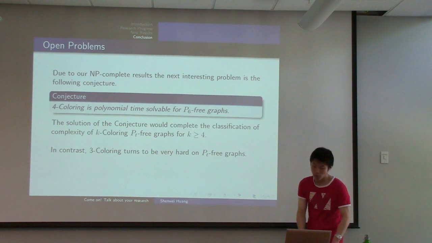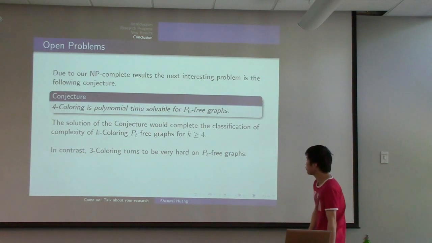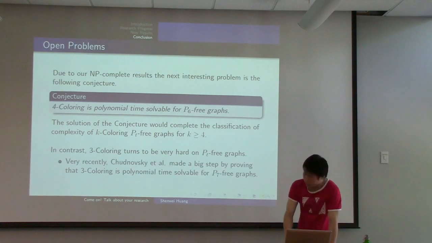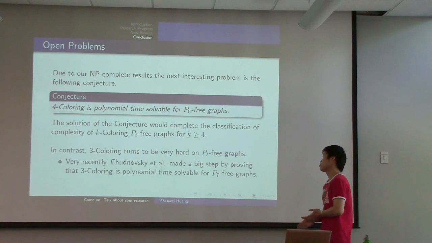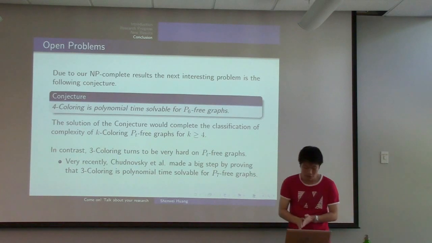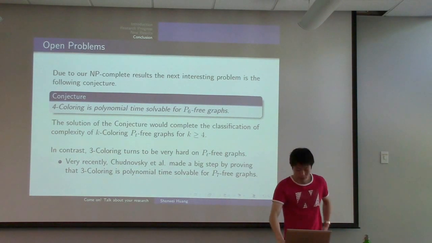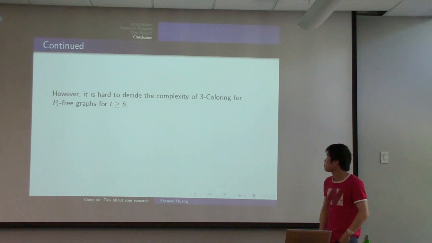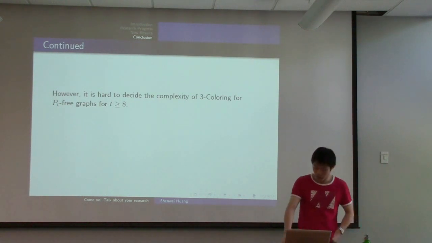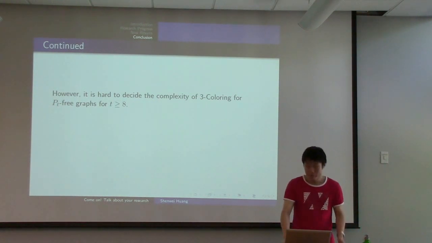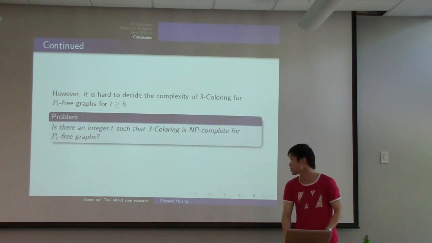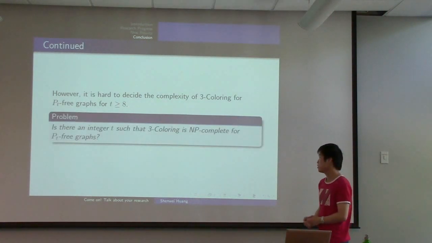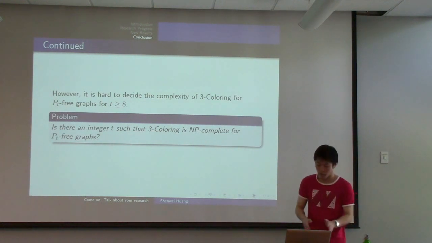But in contrast, 3-coloring turns out to be very hard on PT-free graphs. And very recently, Chudnovsky et al. made a big step by proving that 3-coloring is polynomial time solvable for P7-free graphs. However, it is hard to decide the complexity of 3-coloring for PT-free graphs for T at least 8. In fact, we don't even know if there exists some T such that 3-coloring is NP-complete for PT-free graphs. So I leave this problem as the end of my talk.